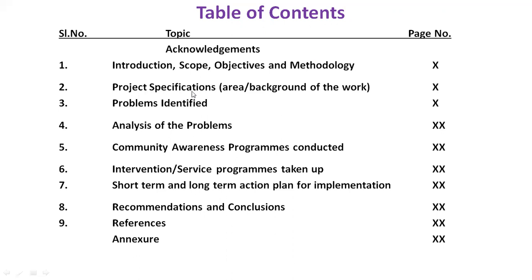Then you have to explain the project specifications, because the area you have chosen, and background of your work, which will be in page number. Then what are the problems identified in the project, analysis of the problems, community awareness programs conducted as a part of this, then intervention and service programs taken up in order to have an effective implementation, then short-term and long-term action plan for implementation, what you are suggesting out of this. The 8th chapter could be on recommendations and conclusions. Then you can have some references and then annexure.